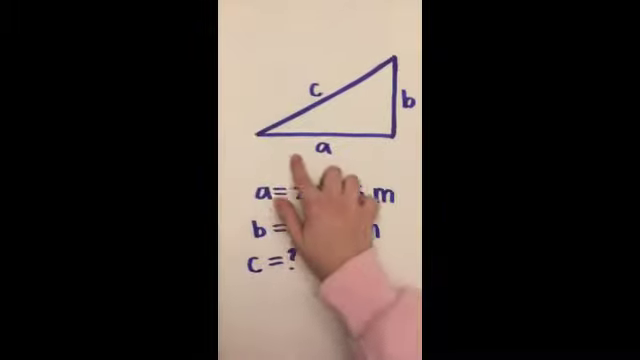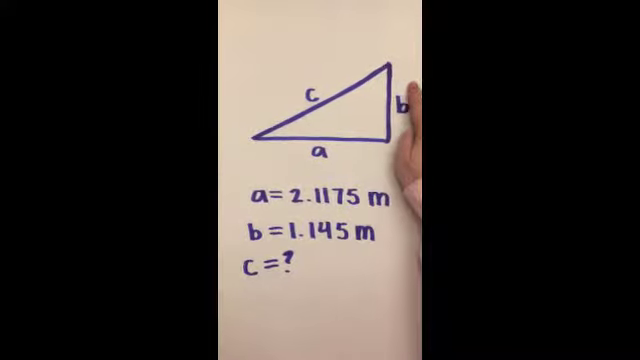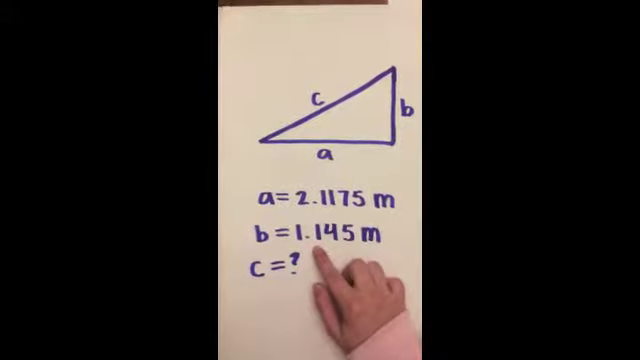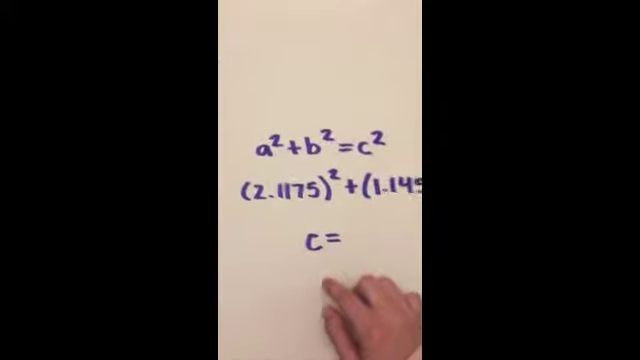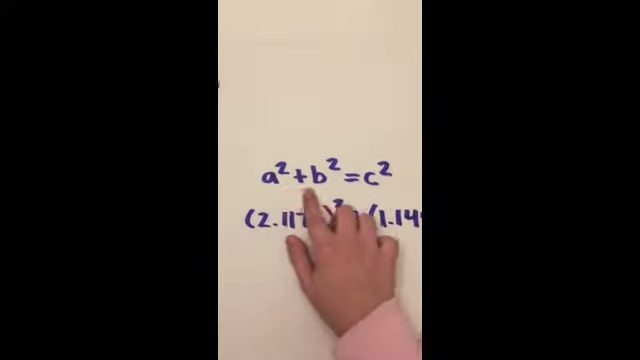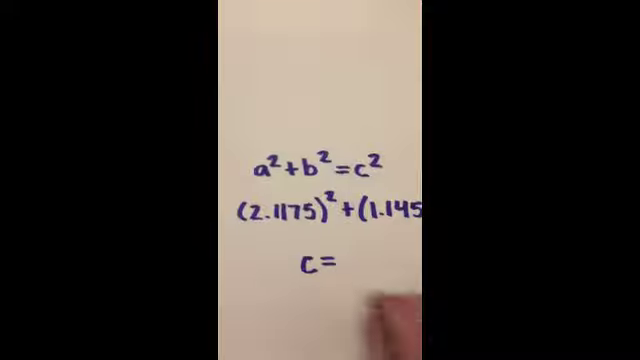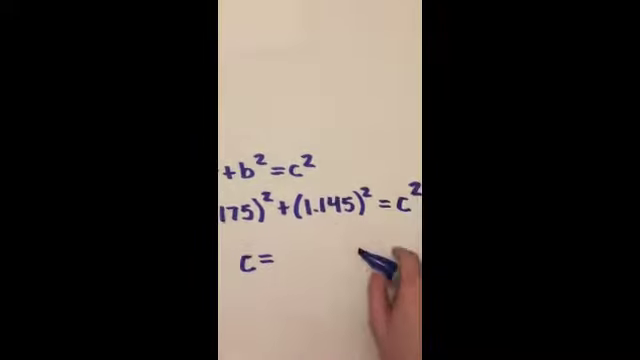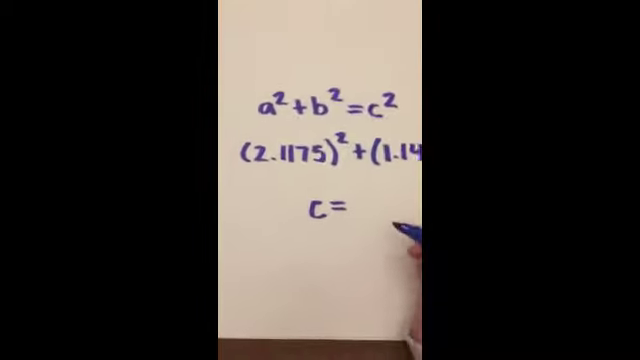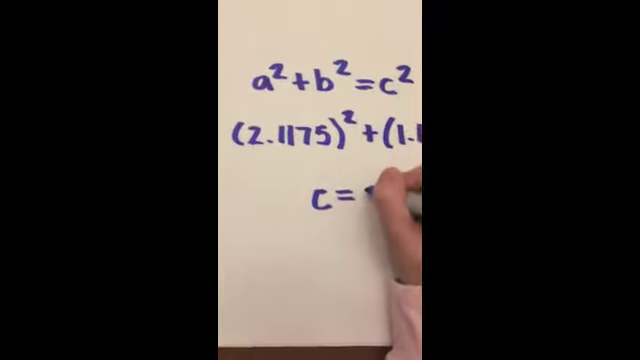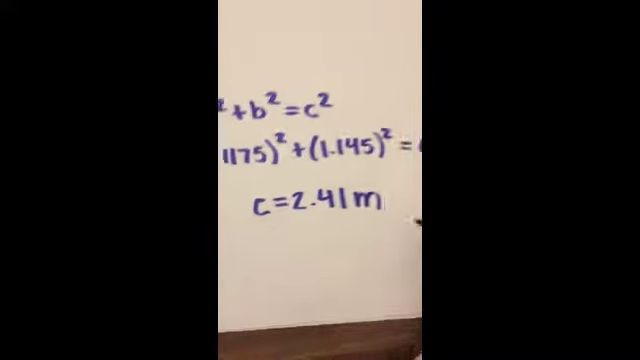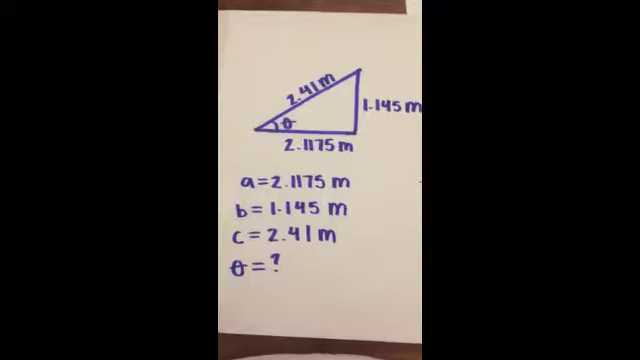As I said earlier, we found length A and length B of the slide. We found that A was 2.1175 meters and B was 1.145 meters. To find C, we'll use the Pythagorean theorem, which is A squared plus B squared equals C squared. 2.1175 squared plus 1.145 squared equals C squared. And we found that C equals 2.41 meters. Now we have all lengths of the slide.